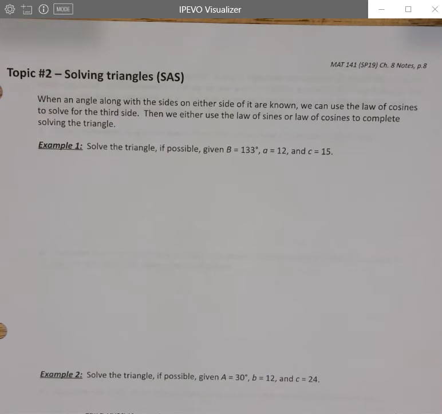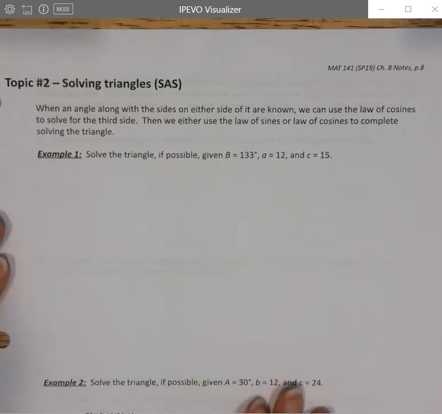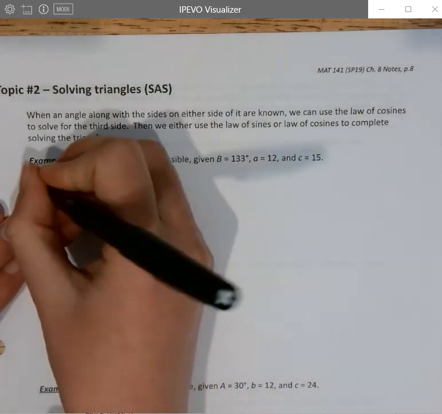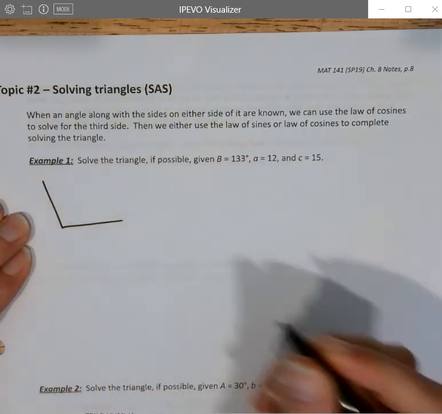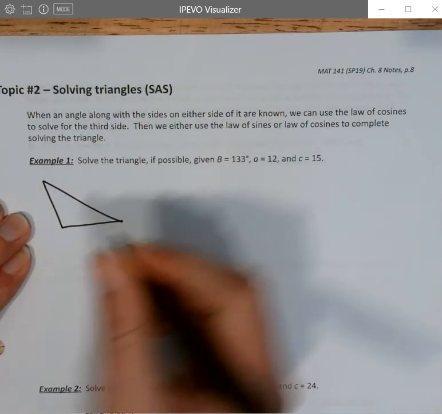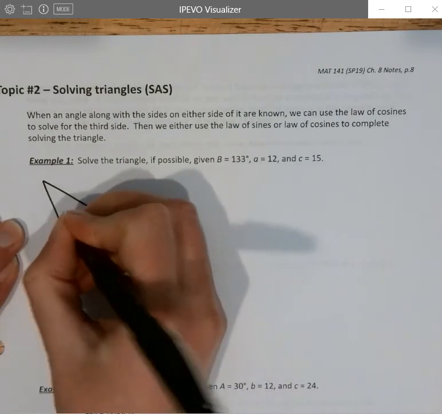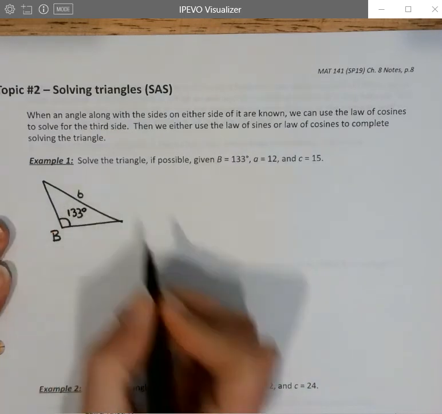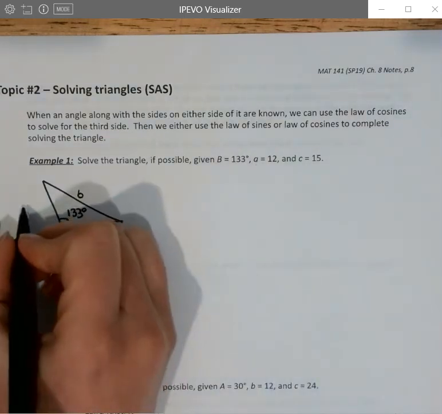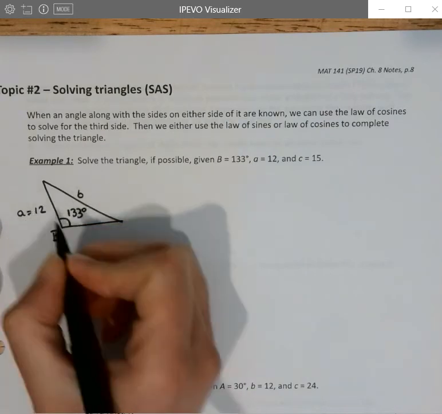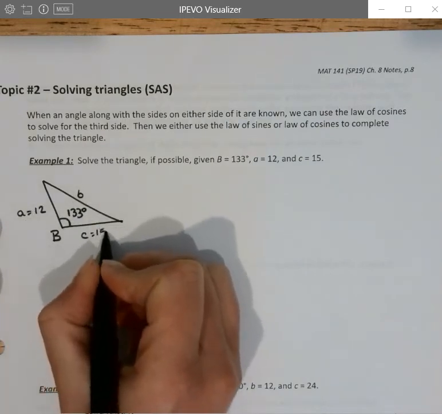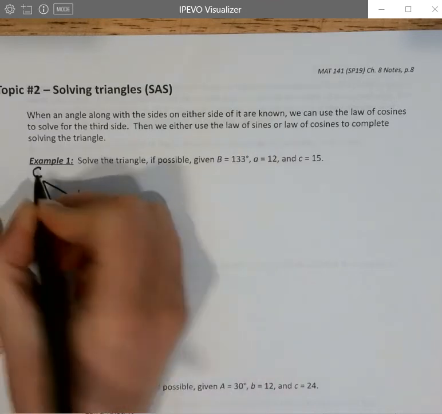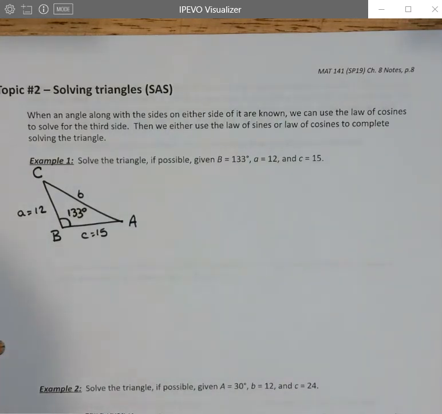All right, so let's take a look at the next page. We're going to solve some triangles here. In this first case, let me draw what this triangle might look like. I have a B angle that's 133 degrees. I'm going to draw an angle that's bigger than 90. Okay, so first I'm going to label this one as B, and it's 133 degrees. And I don't know little b, so I'll have to find that. I do know a and c, so let's say this one is a, which is 12. This one is c, which is 15. So across from side a is angle A, across from side c is angle C. Okay, and so I need to find all of the other things.